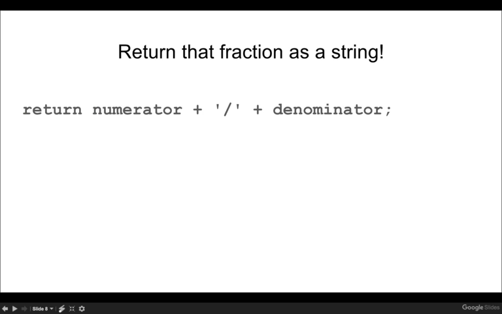And that's it. Once we have both the numerator and the denominator, we just return it as a string, concatenate it with that little dash, and we got it.